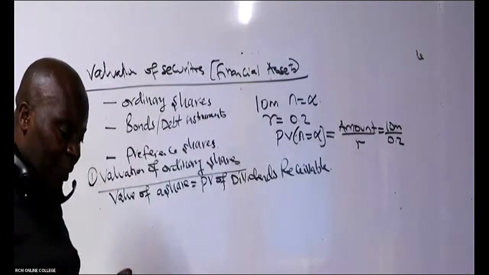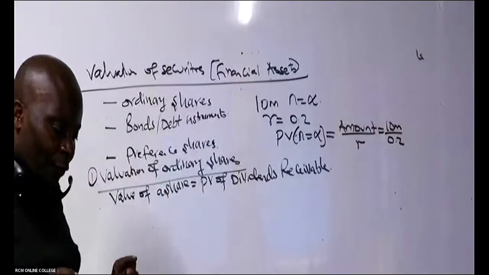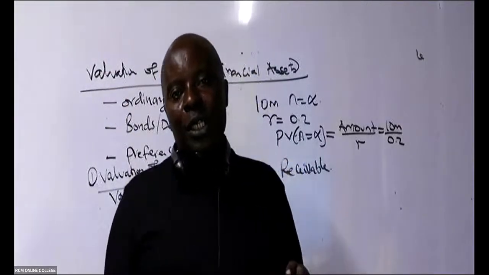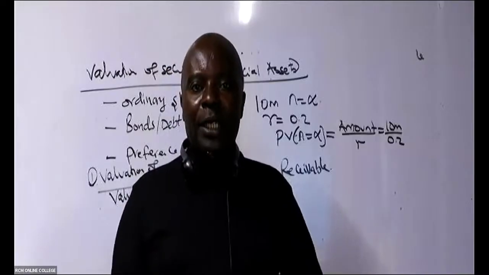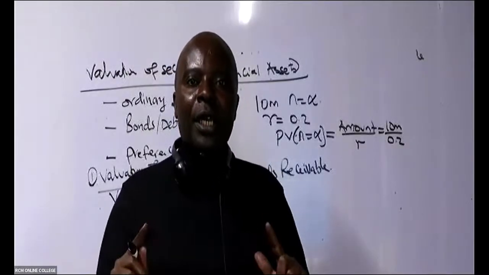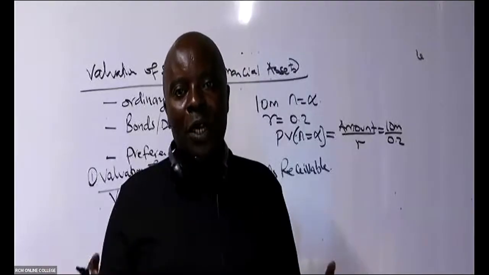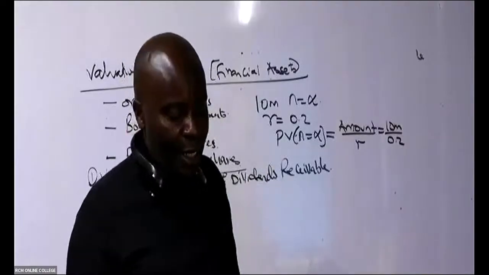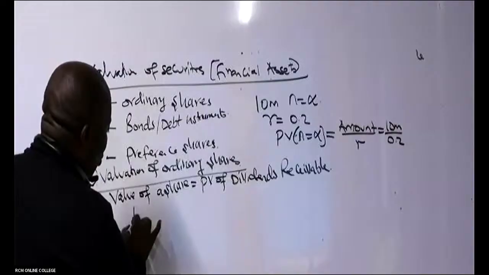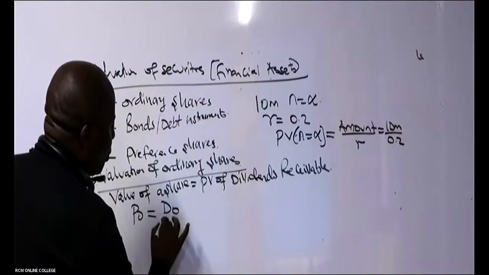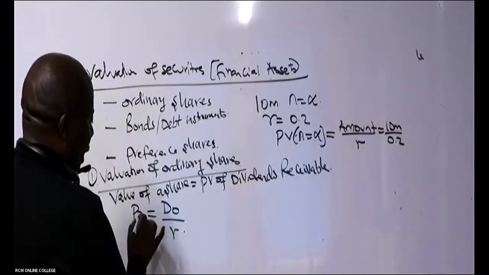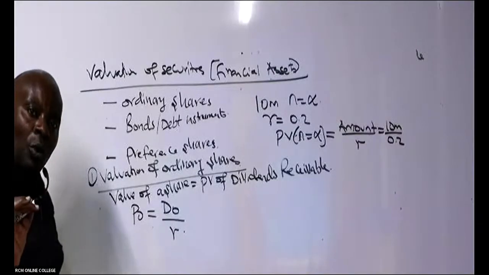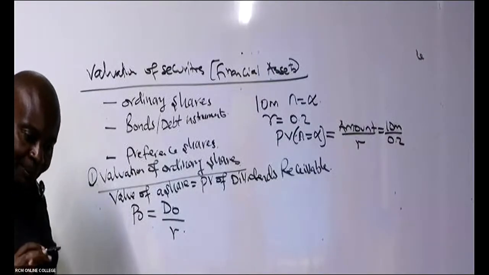Now, please, ladies and gentlemen, listen very well. When we buy a share in a company, we are not buying this share to sell it tomorrow. No, we are buying this share and staying with it long term. We call it longevity. We shall never dispose of it, so we shall continue receiving these dividends indefinitely. And that is why our P0 will be equal to D0 over R, because our n is infinity.